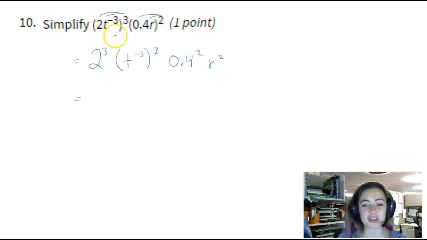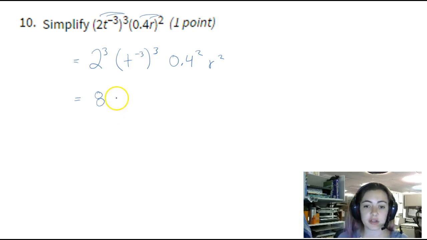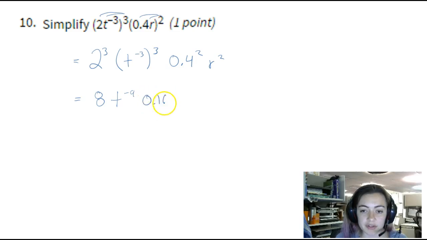So 2 to the third, so 2 times 2 is 4, times another 2 is 8. T to the negative third to the third, so that's 3 groups of t to the negative third, or t to the negative ninth, negative 3 times 3. Now 0.4 squared, so 0.4 times 0.4 is 0.16. Don't worry if you need to take out your calculator for this, it's completely fine. 0.16, and r squared. So let's keep simplifying here.